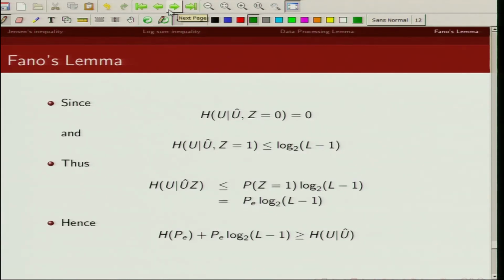Now we can also get a weakened version of this Fano's lemma. We know that H(p) is upper bounded by 1. So we can get a weaker version if we just replace this by 1. We can also say 1 plus Pe log of L minus 1 is greater than or equal to H(U|Û). So this relates the probability of error to the uncertainty in estimation of U. Thank you.